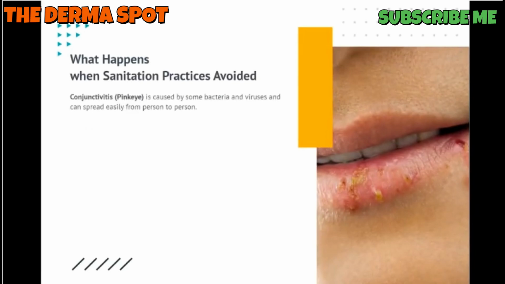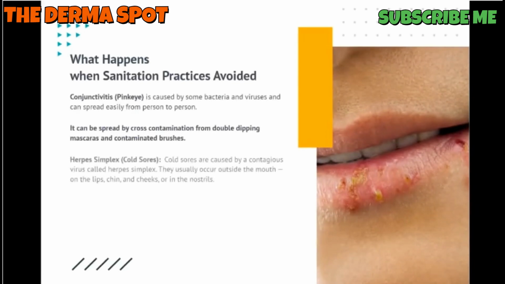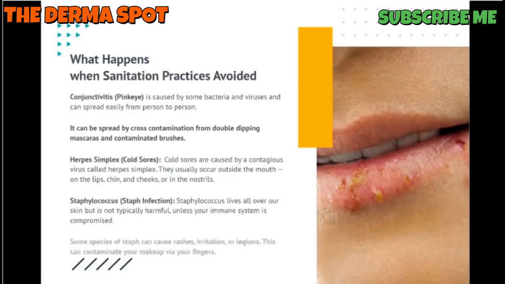What happens when sanitation practices are avoided? Conjunctivitis, pink eye, is caused by some bacteria and viruses, and can spread easily from person to person. It can be spread by cross-contamination from double-dipping mascaras and contaminated brushes. Herpes simplex, cold sores. Cold sores are caused by a contagious virus called herpes simplex. They usually occur outside the mouth, on the lips, chin, and cheeks, or in the nostrils.